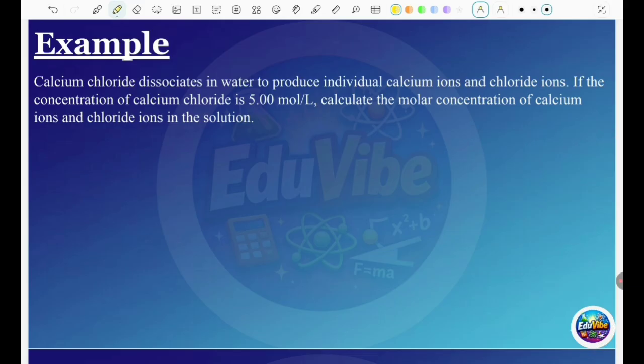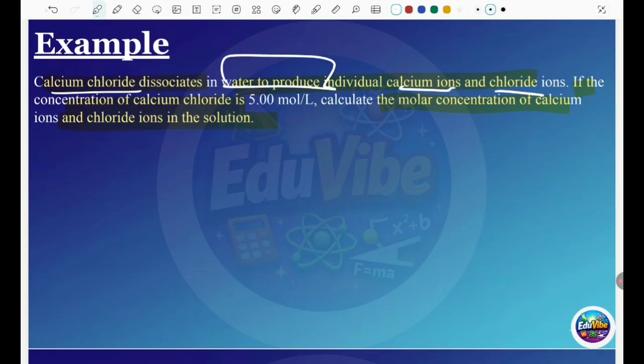The first question says calcium chloride dissociates in water to produce individual calcium ions and chloride ions. If the concentration of calcium chloride is 5.00 moles per liter, calculate the molar concentration of the calcium ions and the chloride ions in the solution. Basically, this question is simple. They give you that calcium chloride is converted into these ions in the presence of water.